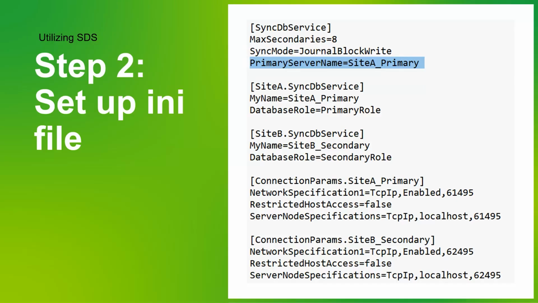Some important things to point out in the ini file: the primary server name refers to the name you will give a particular site under the syncdb services section. This name is then used as a suffix in the connection param section, which specifies which connection parameters your SDS systems will use. It is important to balance the complexity of different systems with shared ini files. If the setup of your primary and secondaries differ greatly, it might be beneficial to keep individual ini files for each system to keep track of custom settings.